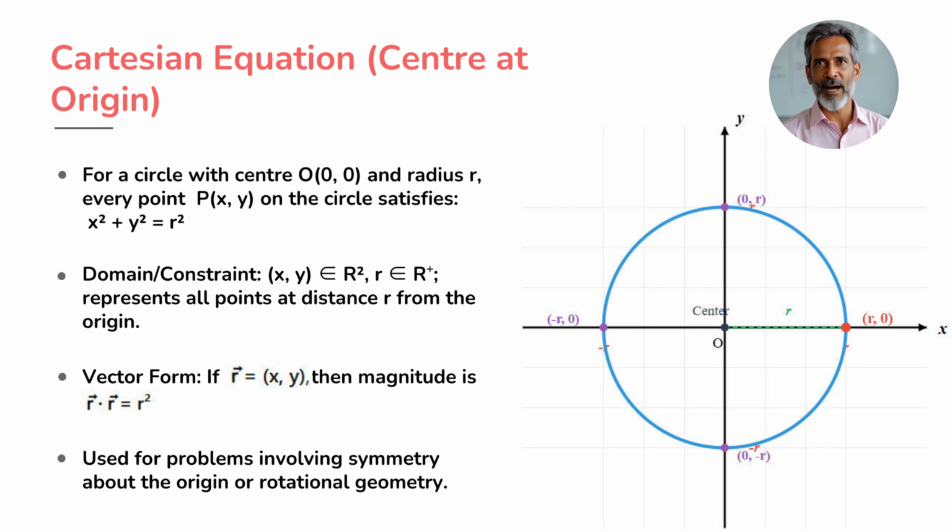And if you're a vector fan, you can express it this way. Magnitude of vector r squared equals r squared, or simply vector r dot vector r equals r squared. Isn't that beautiful? One elegant equation. x squared plus y squared equals r squared. That captures the entire circle in just one line.